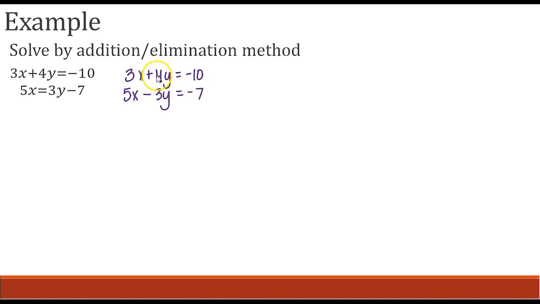And the coefficient that I'm going to make them have is the least common multiple. So between 4 and 3, the least common multiple is 12. So that's the smallest number that we can evenly divide 4 and 3 into. So in order to turn this 4 into a 12, I have to multiply it by a 3. So I'm going to take the top equation and multiply by 3. So it's going to become 9x plus 12y is equal to negative 30. So remember, each term gets multiplied by positive 3.